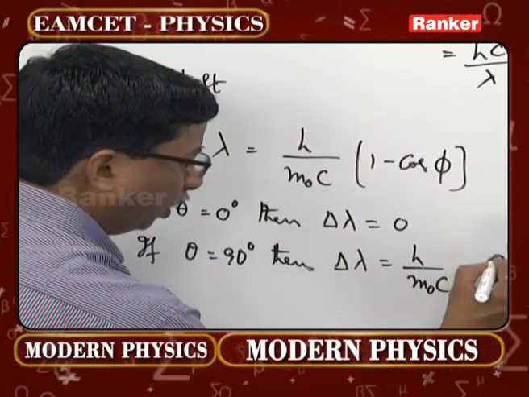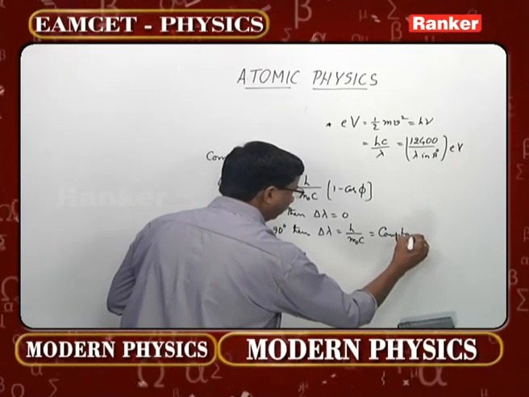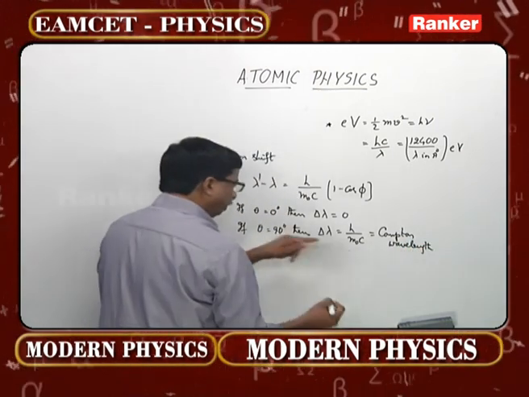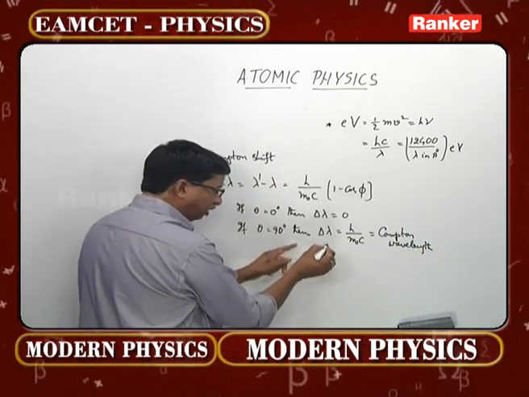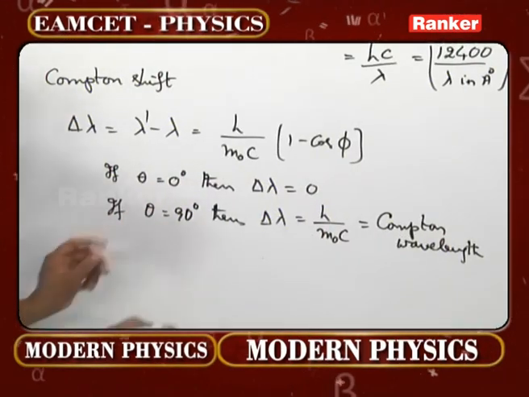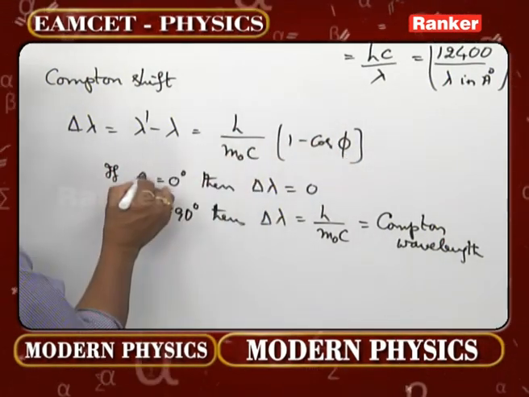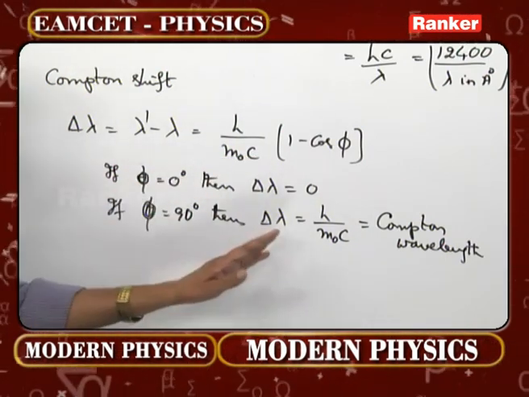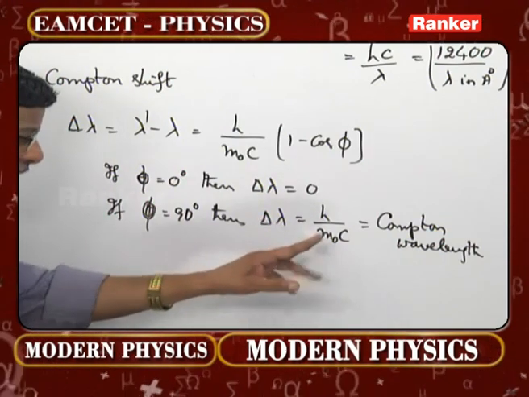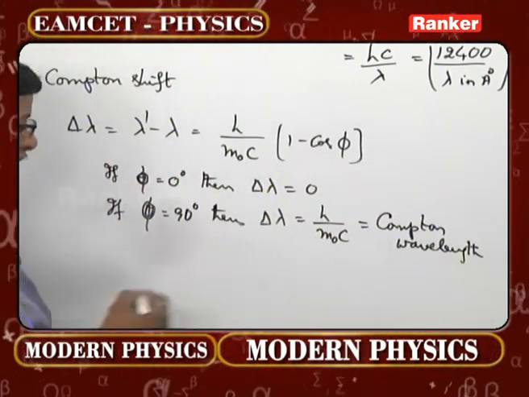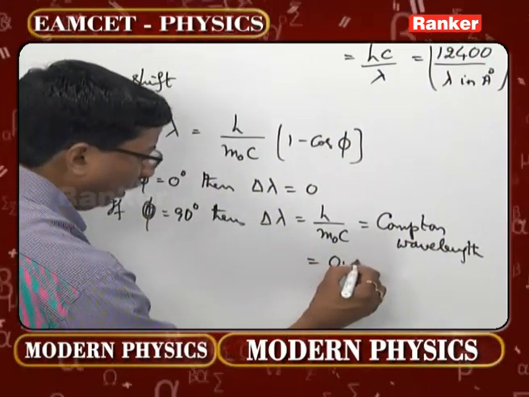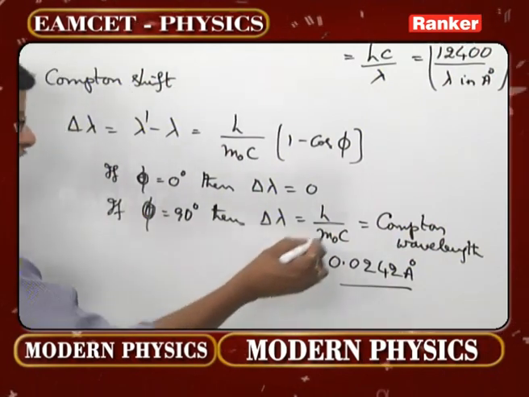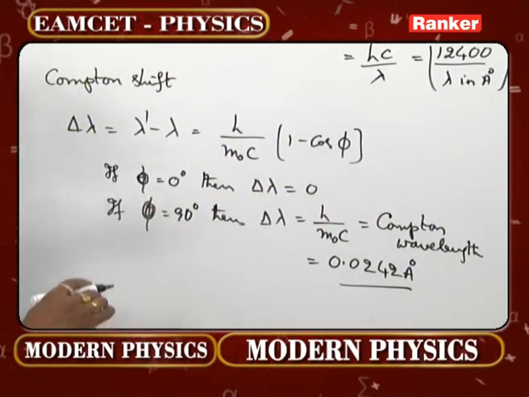This is itself what we call the Compton wavelength. Right? What is this Compton wavelength? It is the Compton shift when the angle of scattering is 90 degrees. I hope we have taken here phi, therefore here also I write phi, so that there should not be any confusion for the students generally. h by m naught c, that is the concept. Now, what is its value? 0.0242 angstroms. Remember this value directly so that you can avoid this calculation in the problems.